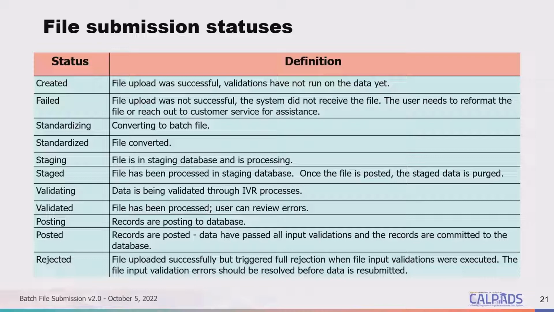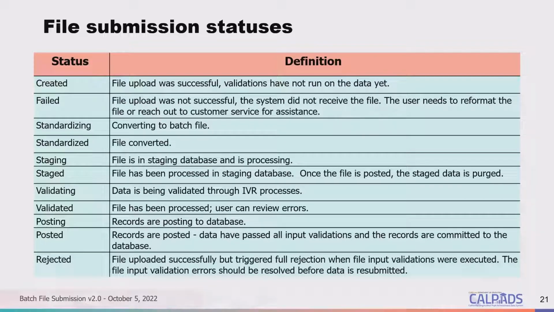So after validation, either the result is going to be 100% pass records and that file will be posted, or if there's a single failed record, that file will be rejected. So let's look at posted. Records are posted, the data has passed all input validations, and the records are committed to the database. Alternatively, if you have a failed or rejected record, that file will be rejected. The file uploaded successfully but triggered full rejection when the file input validations were executed. The file input validation errors should be resolved before the data is resubmitted.